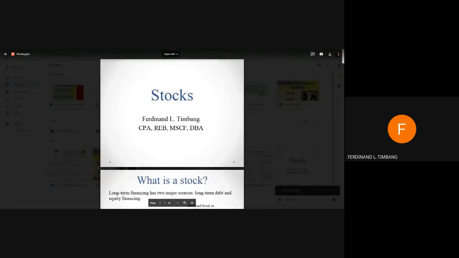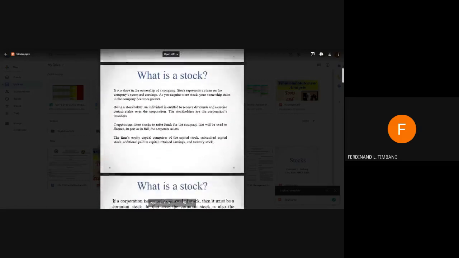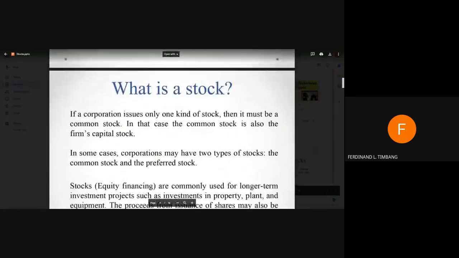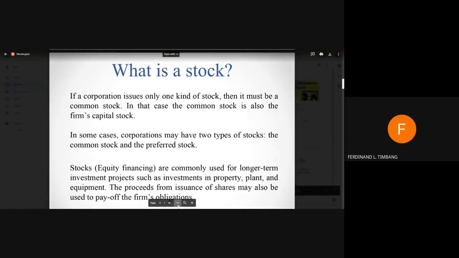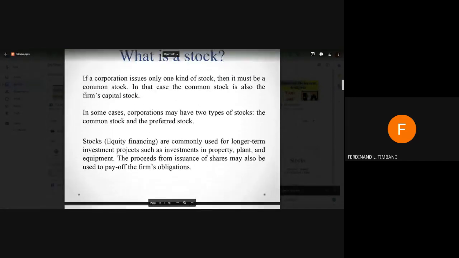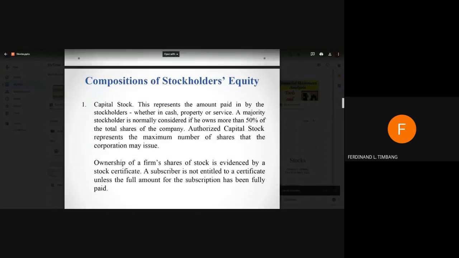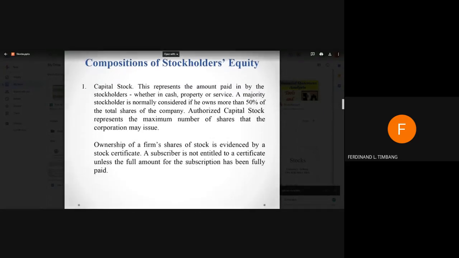Okay, so yan na, no? Okay, so dito tayo. Ito, compositions of the stockholders' equity. So yung compositions of stockholders' equity natin, so makikita nyo, di ba, kanina assets is equivalent to liabilities plus equity. So yung equity, ito yung mga components niya, no?